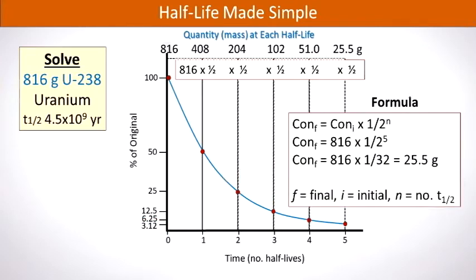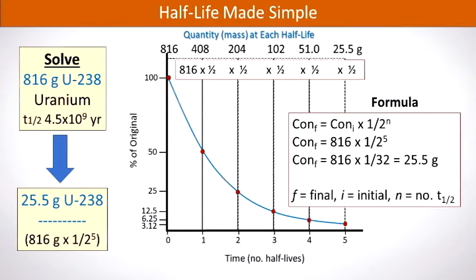If we were to take a look at the formula for this, we would discover that the final concentration, or the final mass, equals the initial concentration times 1/2 raised to the number of half-lives. For the example in this problem, we have 816 grams times 1/2 to the 5, which is 816 times 1/32 equals 25.5 grams, where F in this formula is for the final concentration, I is the initial concentration, and N equals the number of half-lives.